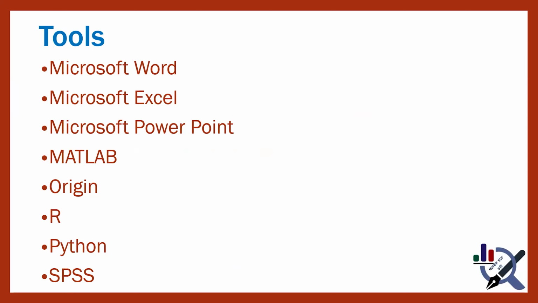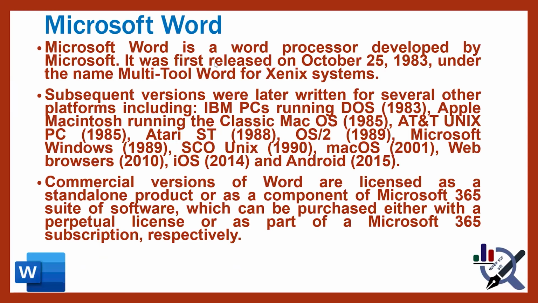First, Microsoft Word. Most people know about Microsoft Word, and maybe you have already used it. But I just want to say a little about the basic history. Microsoft Word is a word processor developed by Microsoft. It was first released on October 25, 1983 under the name Multi-Tool Word for Xenix systems.